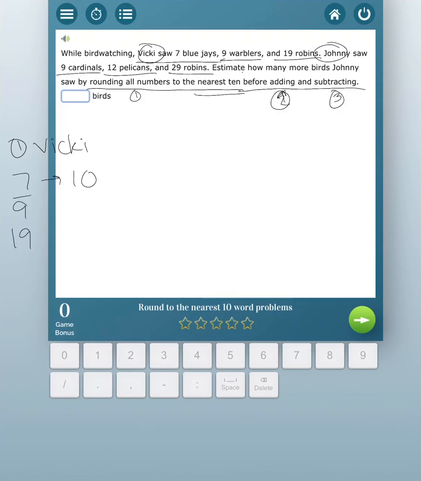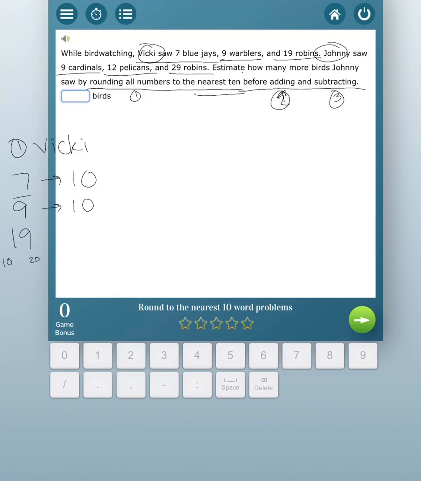Now my next number is a 9. That one's greater than 5, so that means I'm going to round that one up as well, becoming a 10. Now I have 19. Now I have a ones place value and a tens place value, right? My 9 is on the ones place value and my 1 is on my tens. So that means this 19 is between two numbers. It's between the 10 and the 20. Now I need to see if I'm going to round down to 10 or up to 20.